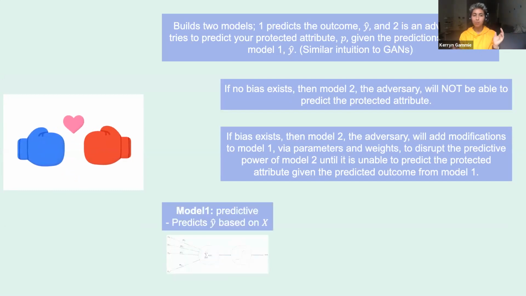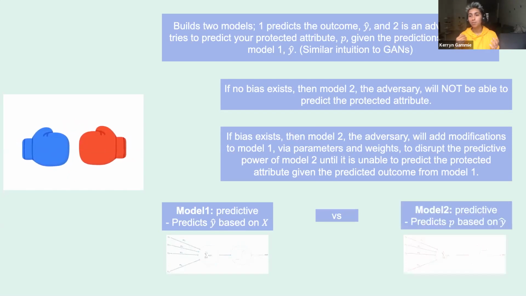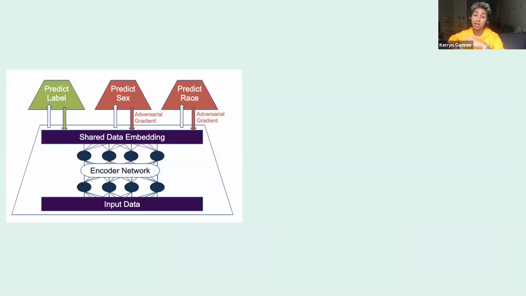So model 1 again just predicts the outcome y hat based on x, which are your features, and then it goes up against model 2, which is meant to predict the protected class given the predictions from model 1. A nice way to understand this is to look at the architecture of some of these things. So here we have a neural network, and I'm not going to get into anything too wild because those things can get wild very quickly.